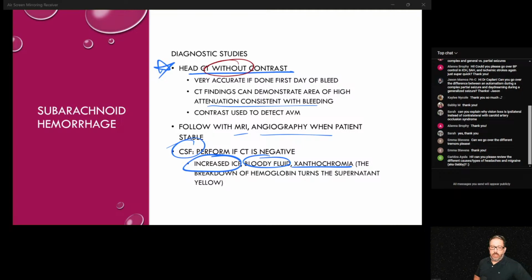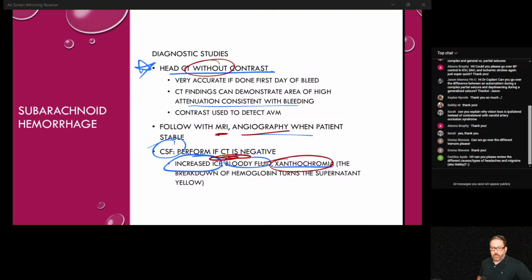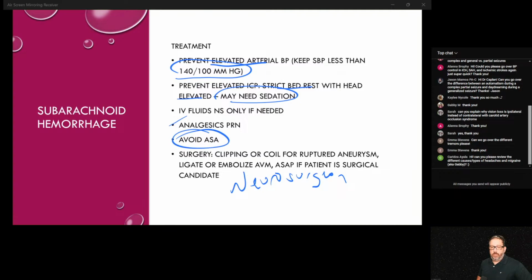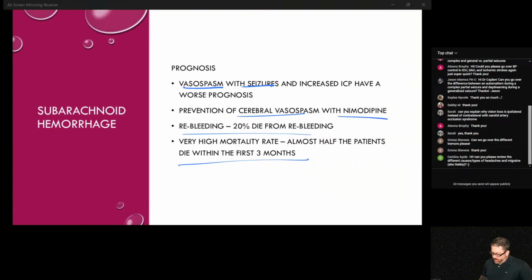Looking for bleeds. And then if you can, do an MRI angiography when the patient's stable. If the CT is negative and you still suspect that they have a subarachnoid, do a CSF, do a lumbar puncture. And you're looking for that xanthochromia, a tinge of yellowish, pinkish fluid. With subarachnoids, prevent elevated BP, remember we talked about before, 160 for that one. You need to get that pressure down or they're going to keep bleeding into that subarachnoid space. Again, avoid aspirin for these patients.